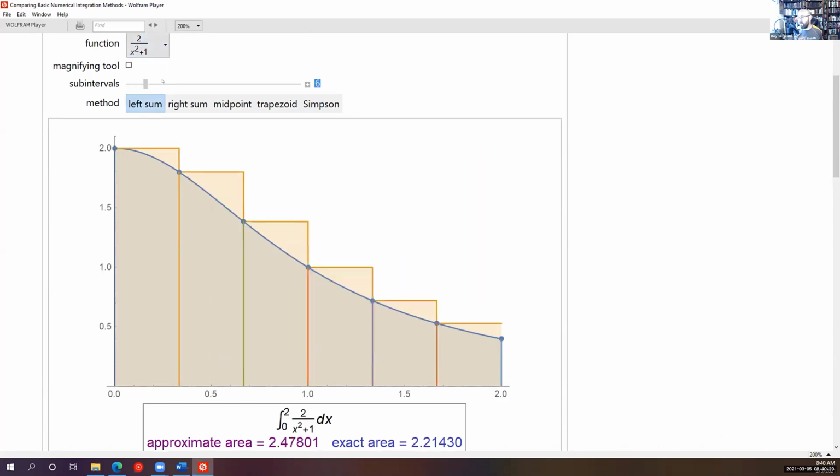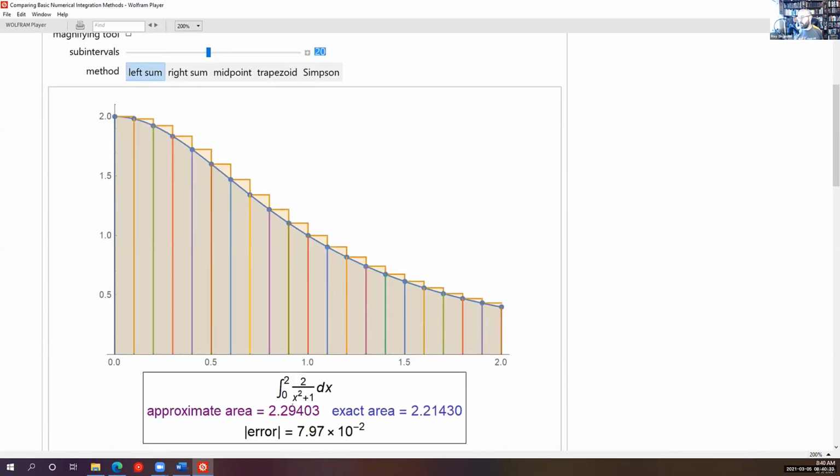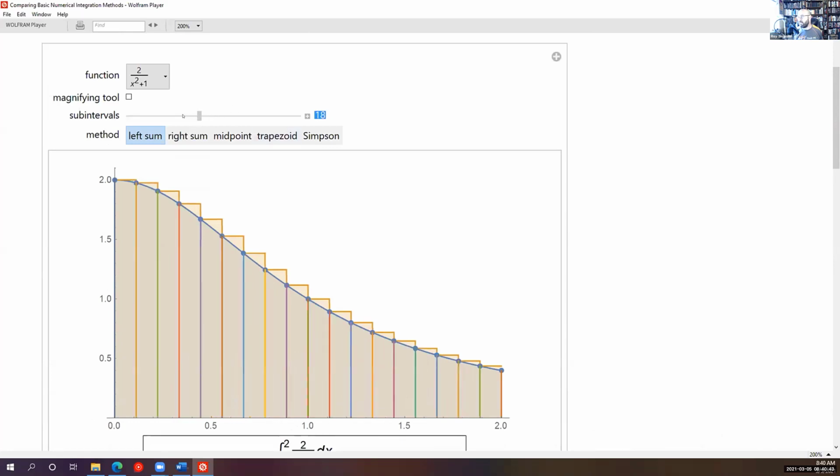Let's say we did 20 slices, the left endpoint, 20 slices. Look, that's a very small error there. 20 slices, and 8.08 is the error with 20 slices. Now let me reduce that down to 4 slices.